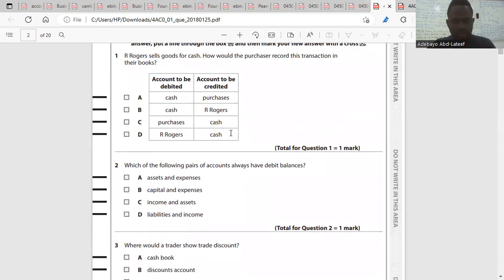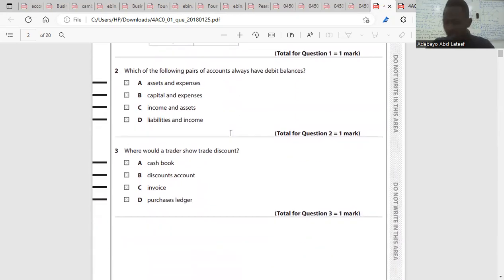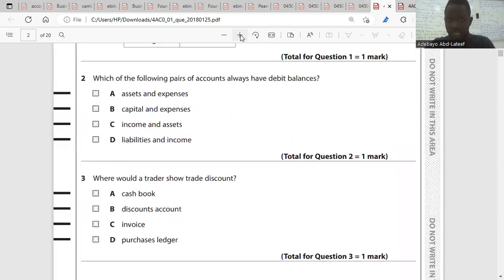Question 2. They said, which of the following pairs of accounts always have debit balances? Normally, in accounting, we have assets and expenses. Stop writing, please. Accounts that have debit balances, that means the account that you post on the debit side. Expenses have the debit balance. Asset has a debit balance.